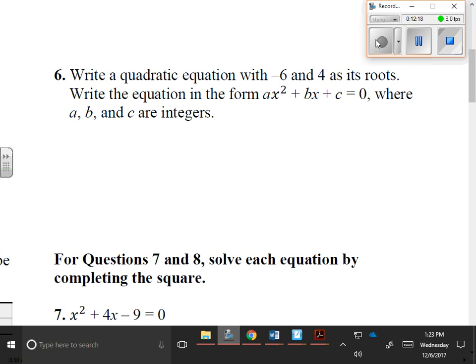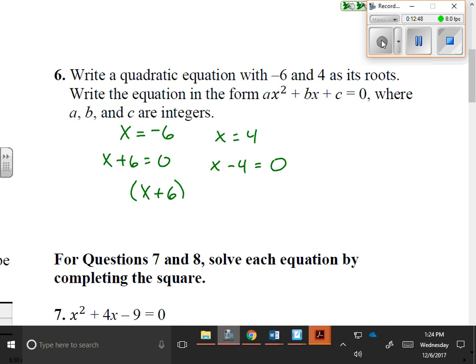So number 6, we got negative 6 and 4 as the roots. So that means if we work our way backwards, it ended up as X equals negative 6 and X equals 4. Which means the step before that would have been X plus 6 equals 0 and X minus 4 equals 0. Which means before that, it was probably X plus 6 times X minus 4 equals 0.